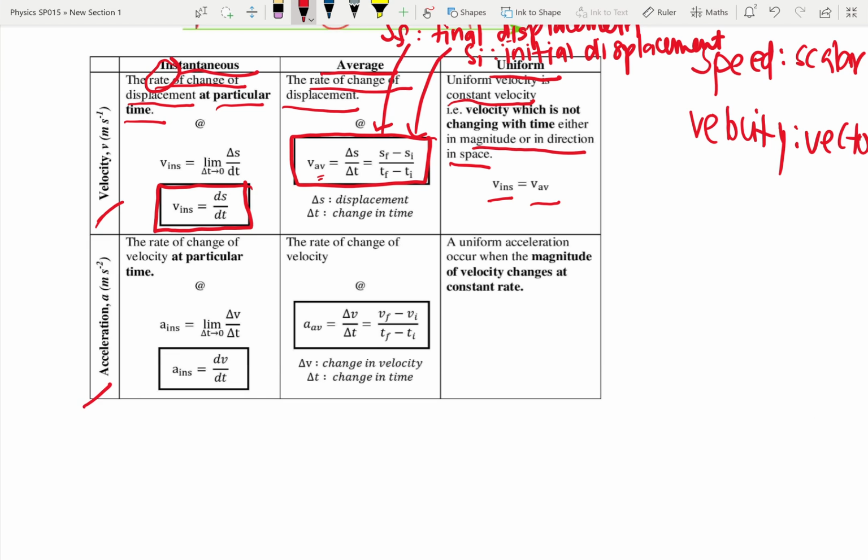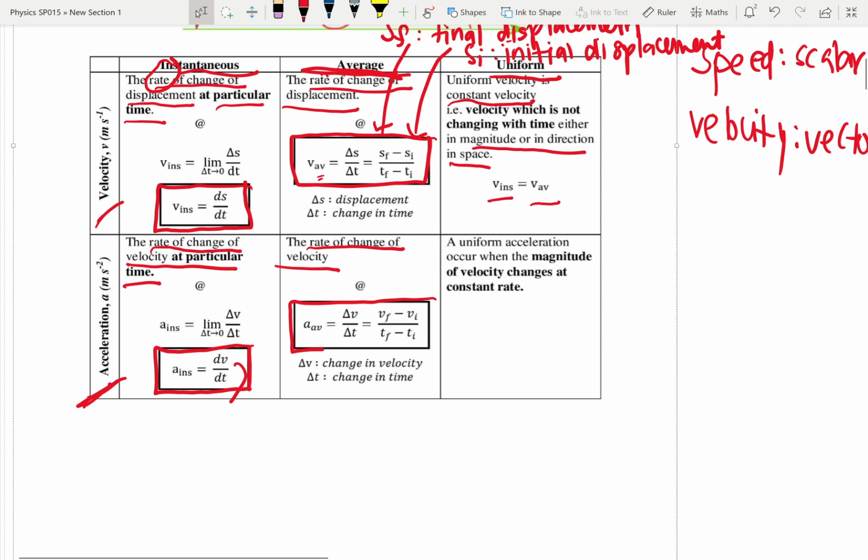And then the next definition is for instantaneous acceleration. Instantaneous acceleration is the rate of change of velocity at a particular time. So the formula is a instantaneous equals dv over dt, where dv is the change of velocity. And then next is the definition of average acceleration. Average acceleration is the rate of change of velocity, or in formula it equals v final minus v initial over the time interval, or change in time.